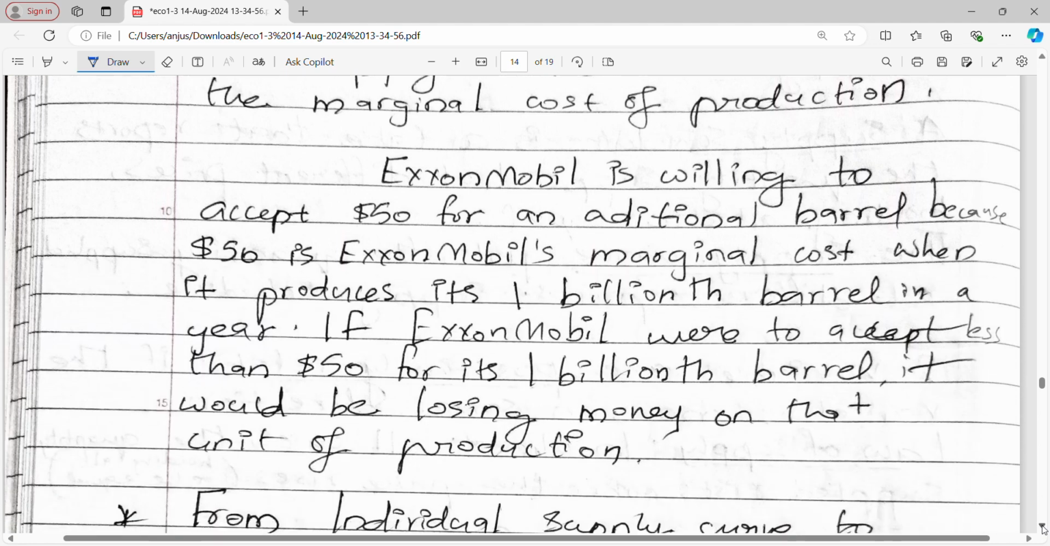ExxonMobil is willing to accept $50 for an additional barrel because $50 is ExxonMobil's marginal cost when it produces its 1 billionth barrel in a year. If ExxonMobil were to accept less than $50 for its 1 billionth barrel, it would be losing money on that unit of production.